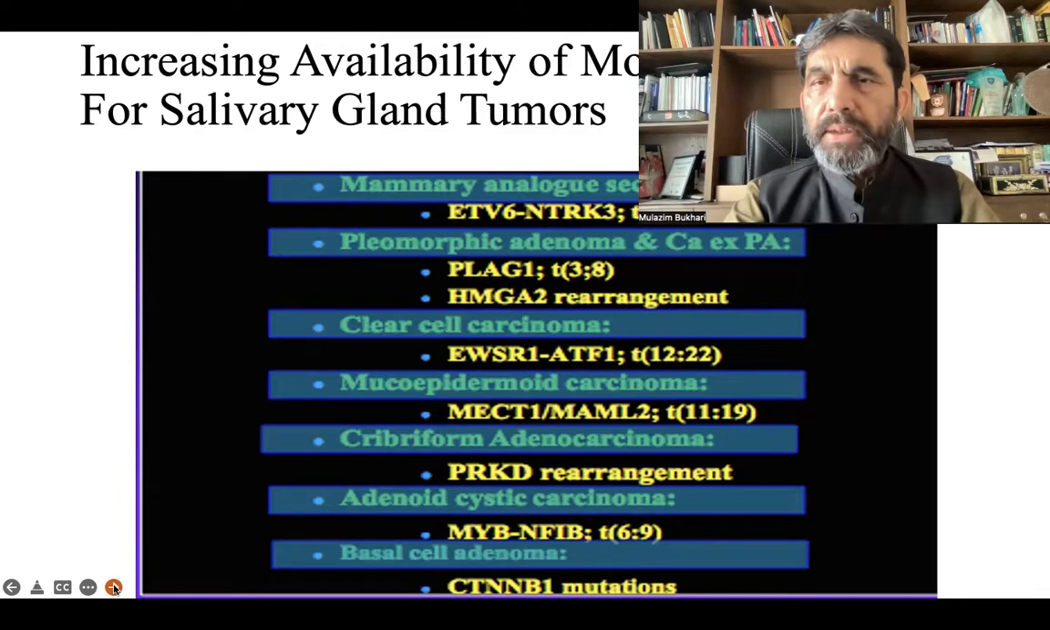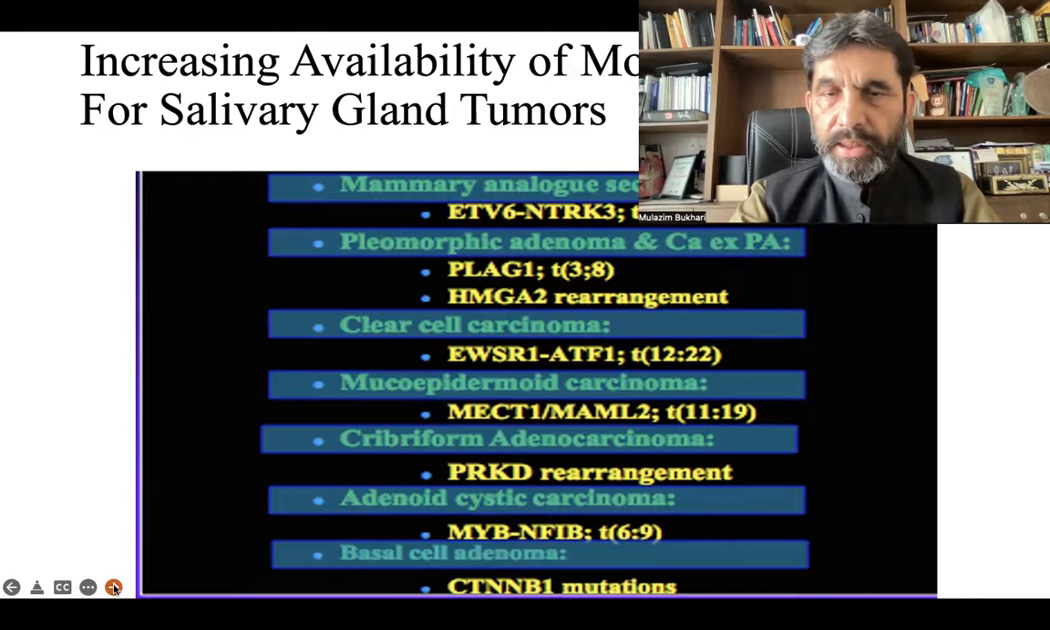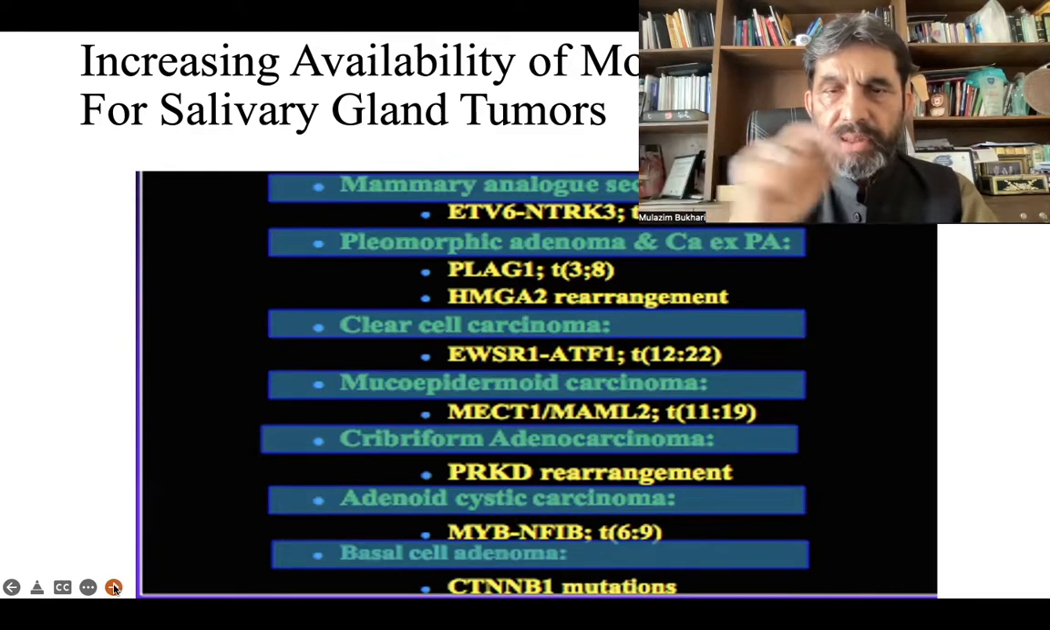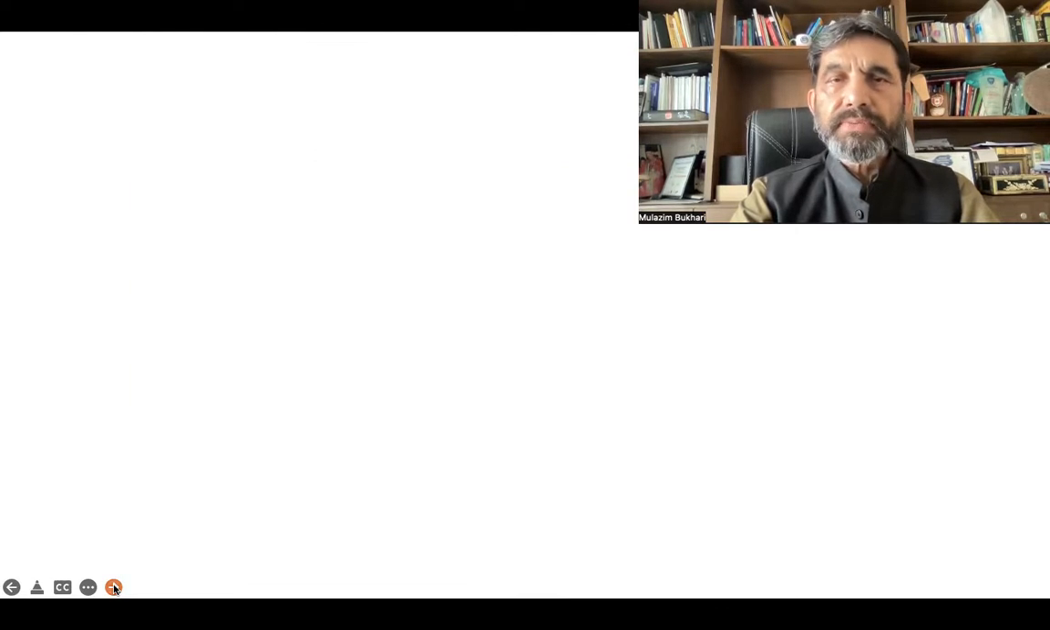In cribriform adenocarcinoma, PRKD rearrangement is very important, with overexpression of this cribriform PRKD. And in adenoid cystic carcinoma, MYB-NFIB is a very important translocation. I have confused this MYB in an MCQ question. That is negative in the acinic cell carcinoma. Basal cell monomorphic adenoma, we have already discussed. CTNNB1 mutation is very important in this one.